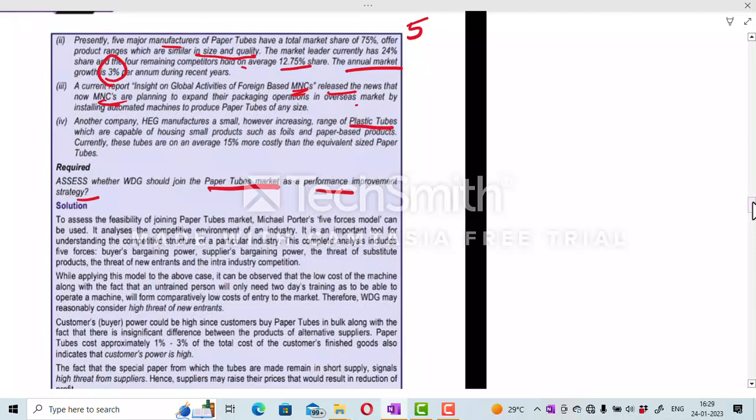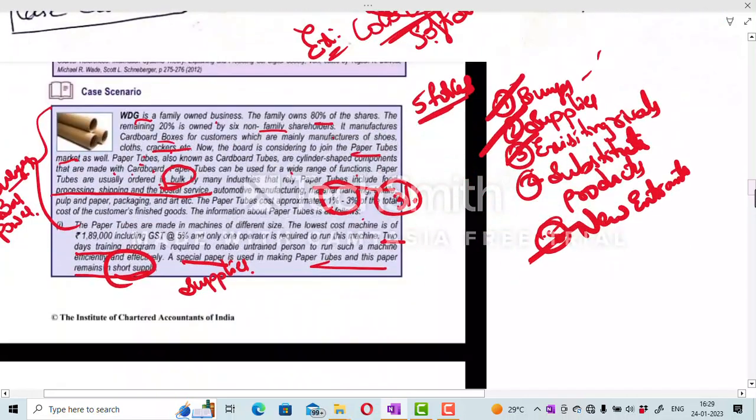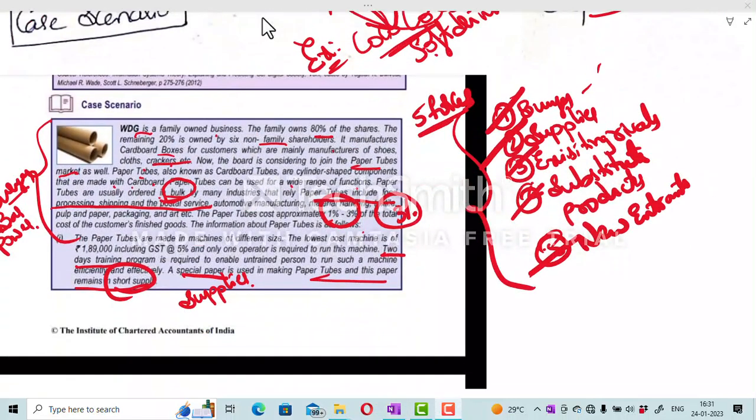tubes which are capable of housing small products such as foils, paper based products. Currently, these tubes are on average 15% costlier than equivalent sized paper tubes. See, there is a threat of substitute. Plastic is a substitute for the paper industry. So, it is a threat of substitute products.